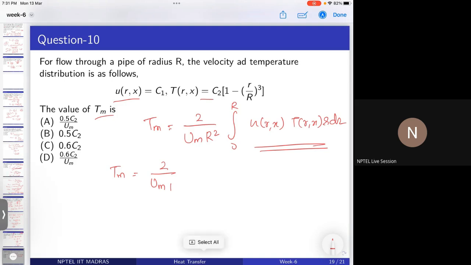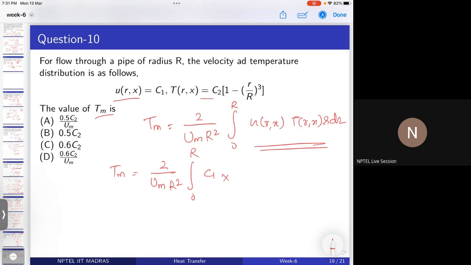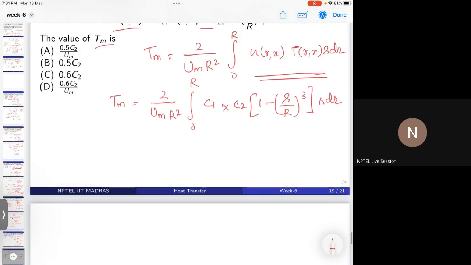Okay, so sir, 2 by r square integral 0 to r. So u r x is a constant function c1, c2, 1 minus r by r the whole cube, r dr. Okay, so c1, c2 I'm taking common because it is constant, over r square. Then this I am breaking: integral 0 to r, 1 minus r cube divided by small r cube, r dr.